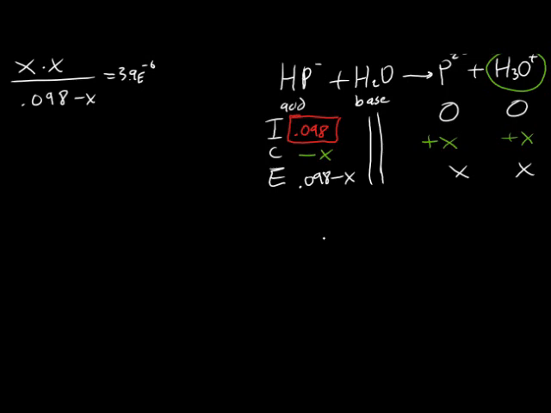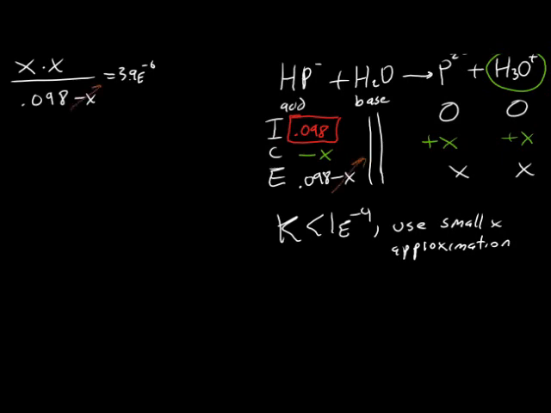Ordinarily, we would have a second power quadratic equation that we must solve in order to find X. However, because our K is less than 1 times 10 to the negative 4th power, we can use the small x approximation. The small x approximation states that our X compared to our initial molarity of 0.098 will be very small, and so if you have an added or subtracted X, you can safely ignore it.